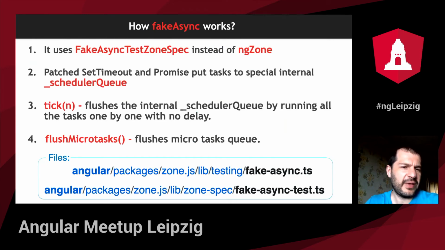How does fakeAsync work? It uses the fakeAsync test zone spec zone instead of the standard NgZone. And in that zone, standard browser APIs like setInterval, setTimeout, and Promise are patched. When we call tick, tasks from the internal queue are executed instantly.